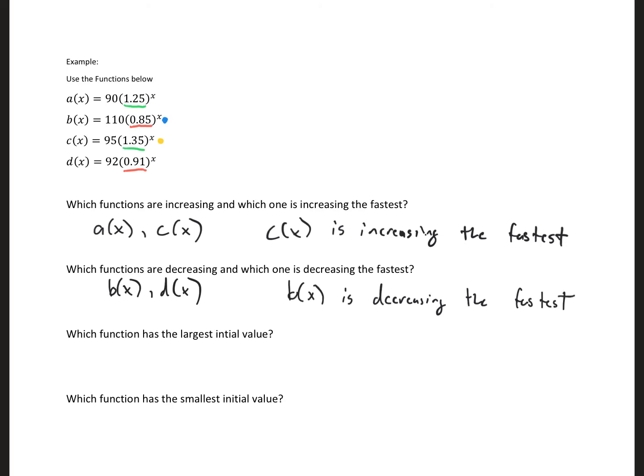The front value, the a value, is the initial value. So the function that has the largest initial value is going to be b of x. It has an initial value of 110. The function that has the smallest initial value is a of x because it has an initial value of 90.